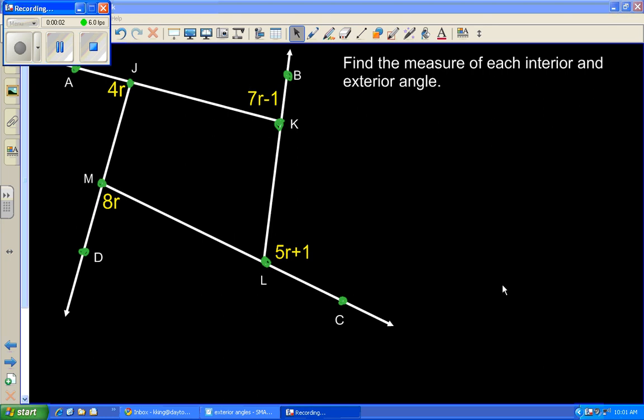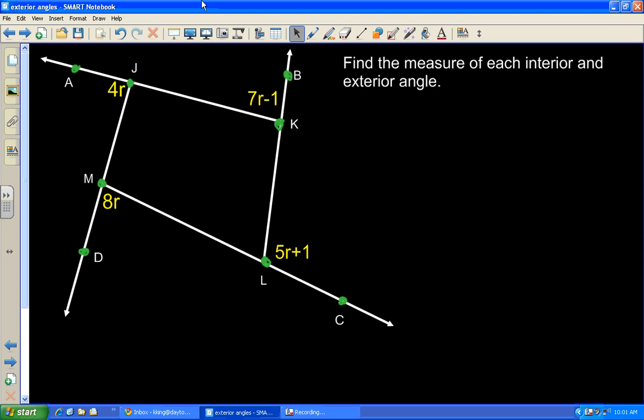Alright, good evening guys. We're going to go through this kind of quick, but you've got 3 example problems with me tonight. We talked about in class exterior angles, what they add up to, how they're related to their interior angles, and we're going to go through some problems that involve that.